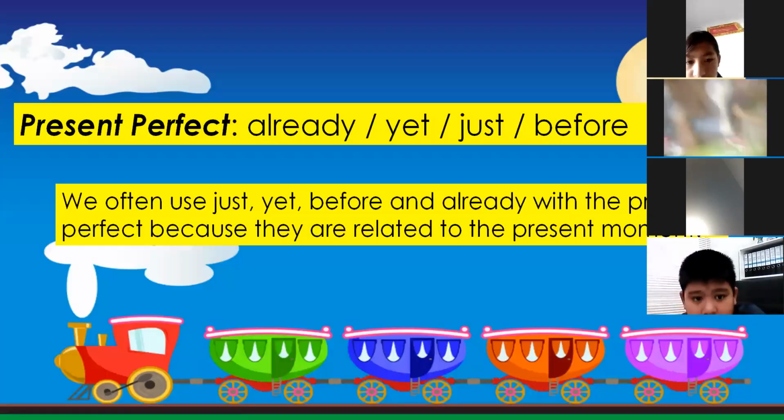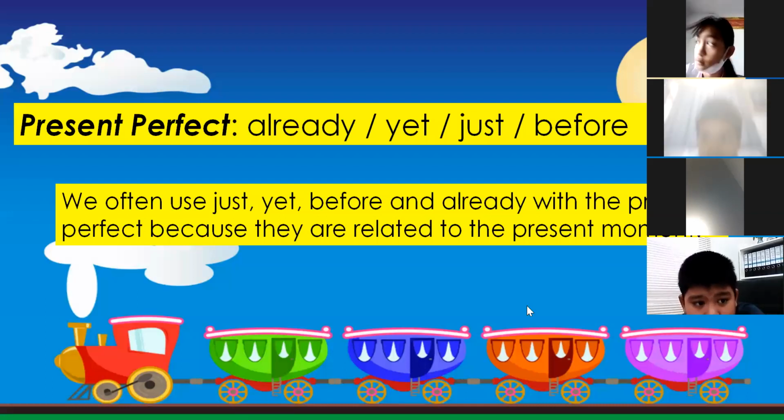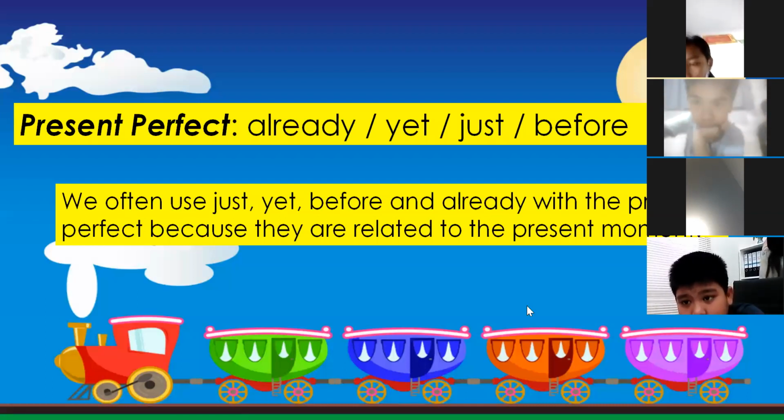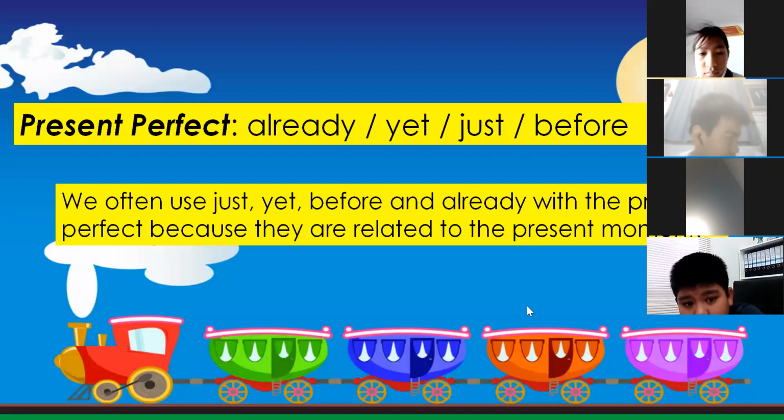Now, we're going to talk about already, yet, before, and just. Mostly we use these expressions in present perfect. We often use yet, before, and already with the present perfect because they are related to the present moment.